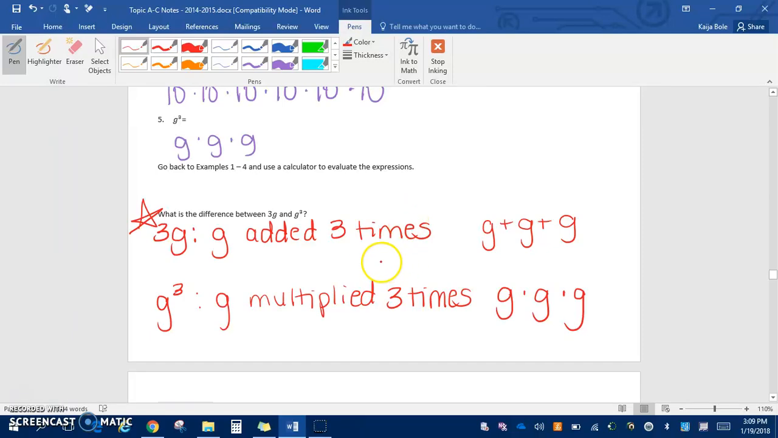Put a big star by this, highlight it, write it in a different color. This is extremely important. All right, and I'm going to talk with you about this in class tomorrow to make sure that we know the difference, because if you know the difference between this, then you'll be very successful in math as we move forward. All right, and if we're still confused, that's all right, we'll just go over more of it in class.